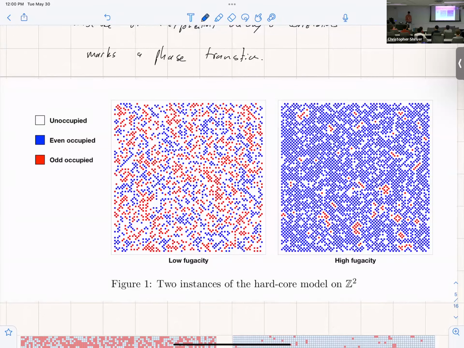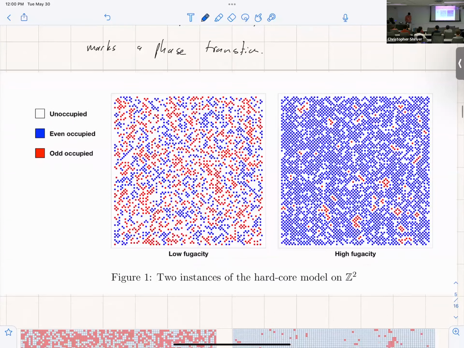And you can imagine, for instance, that maybe correlations persist on the right, but not on the left. Knowing one square is blue on the right tells you a lot about whether a square far away might be blue. On the left, it doesn't tell you much.